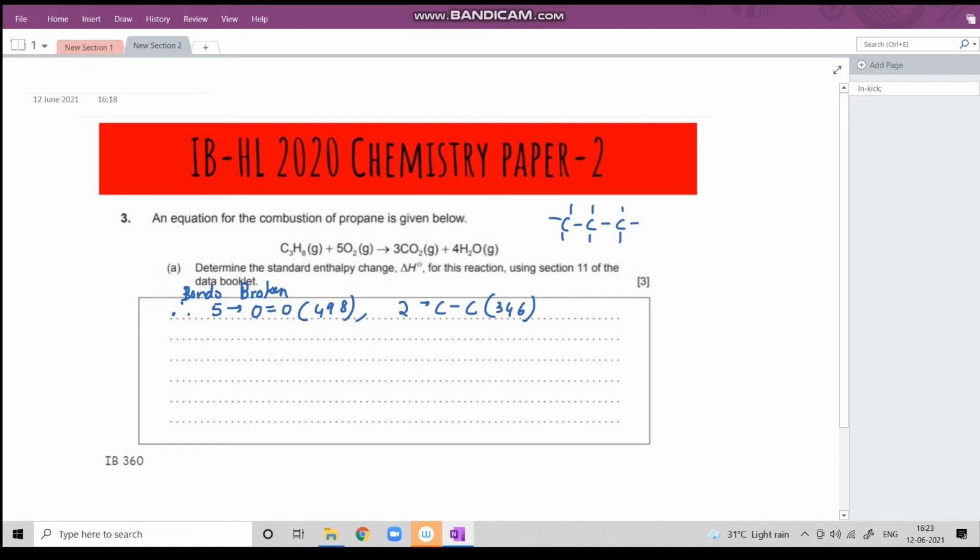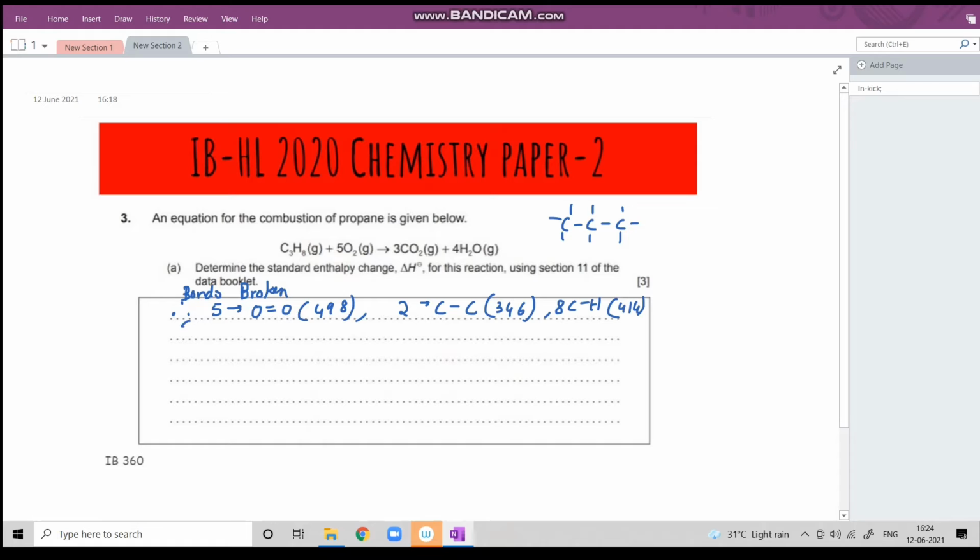We also can't find any C-H bonds on the product side, so all of the C-H bonds are also broken. How many C-H bonds were there on the reactant side? 1, 2, 3, 4, 5, 6, 7, 8. So 8 C-H bonds have also been broken. The value is again 414.